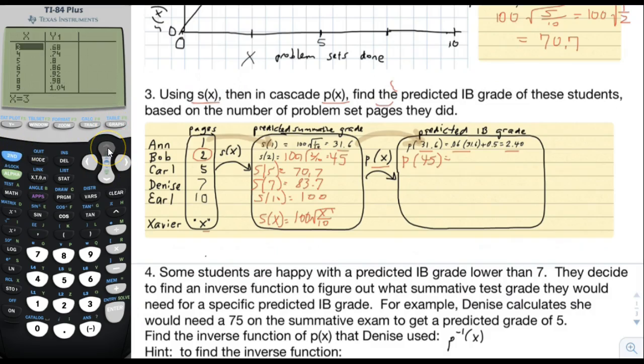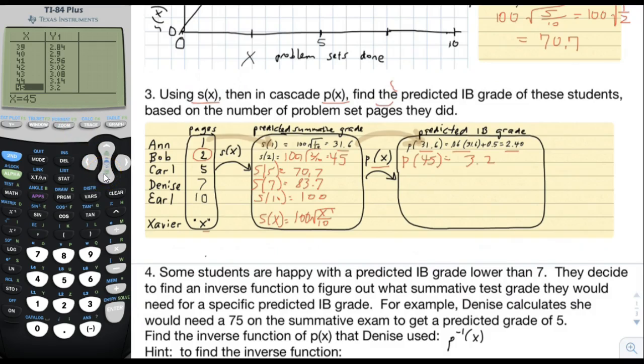And we can do second table. It's the same thing. I'm going to look for 31.6. There's not going to be 31.6, but there'll be 32. So 32 gives us a value of 2.42. Okay, that's about 2.42. Let's go down to 45. What if we get a 45 on the summative test? What would our predicted IB grade then be? 3.2. Okay, 3.2, you might say that means 3. You might say it might mean 4.